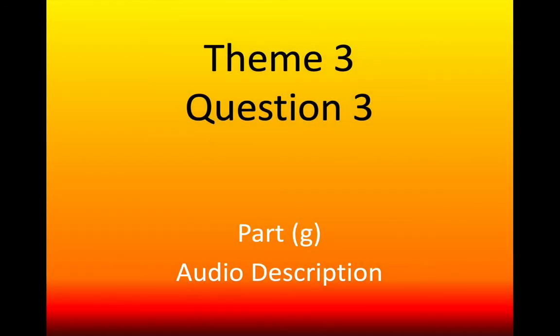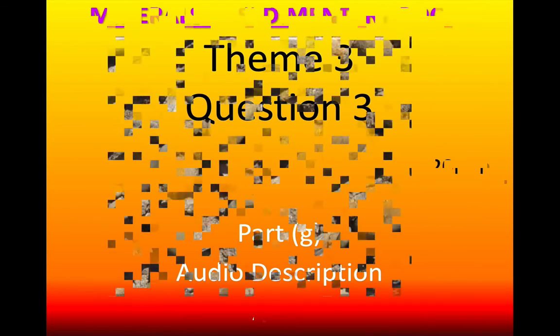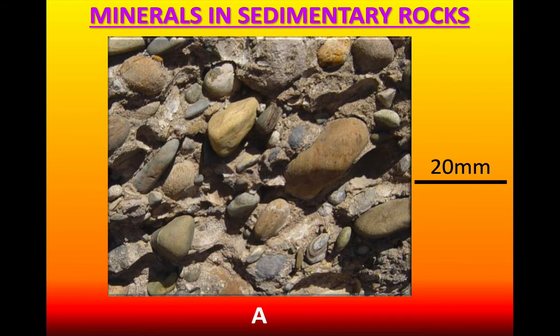This is the audio description for Theme 3, Question 3, Part G, Sedimentary Rocks. Rock A has a mixture of clast sizes. Most of the clasts, or fragments of rock, are rounded pebbles.